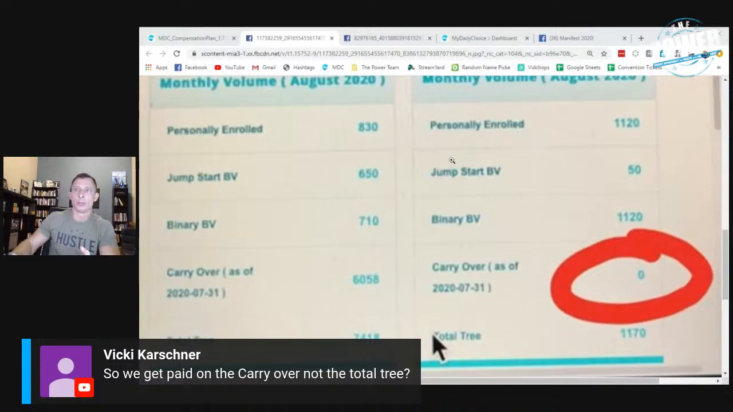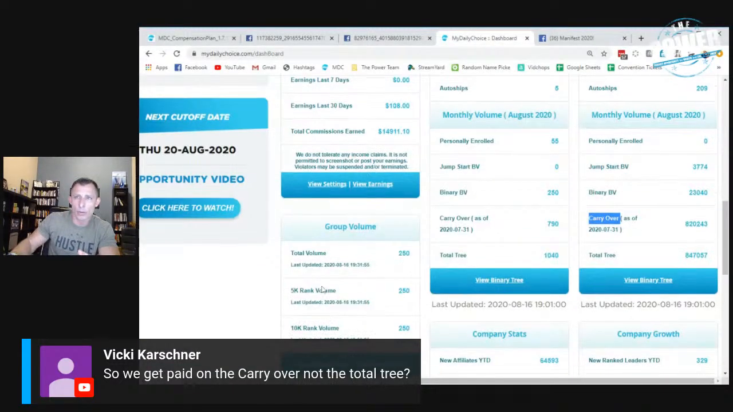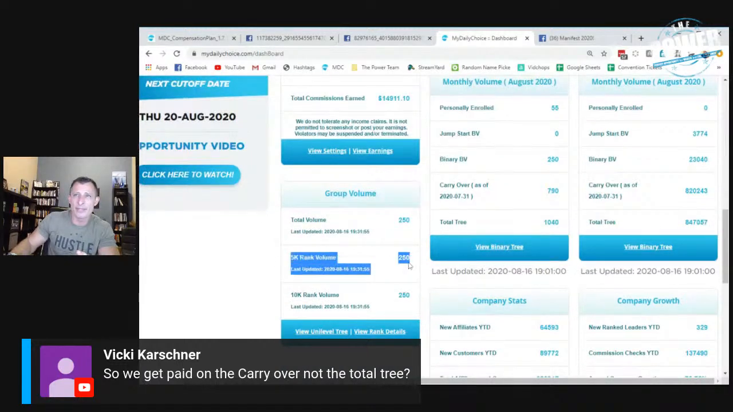Which, by the way, when you go to your dashboard, you simply go right here. Do you guys see this? Where it says 5K rank on your dashboard. I know it's not easy to see. But if anyone is ever wondering, what number do I need to look at to get to 5K? Look at this, guys. This person on their right leg has 800,000 in volume. That's all spillover. But look at their 5K rank volume. It's 250. So in this example, the total tree number 800,000, that doesn't mean anything for them, right?